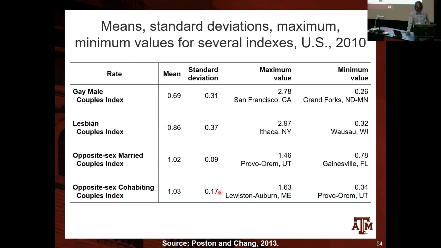Opposite sex cohabiting couples have more variation too, compared to married couples. This 0.34 here is farther away from 1 unit than the 0.78. So it shows that married couples tend to be more homogeneous in their distribution across the country, compared to opposite sex cohabiting couples. The variation is 0.09, the variation is 0.17. And in another measure of variation here, we can see that this number is lower than this one, and this number is higher than this one. So the range here is farther away from 1 unit, right?